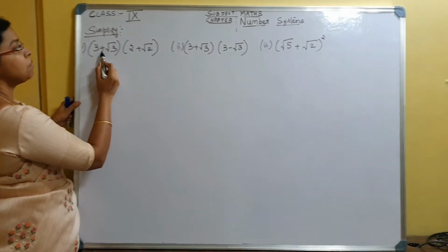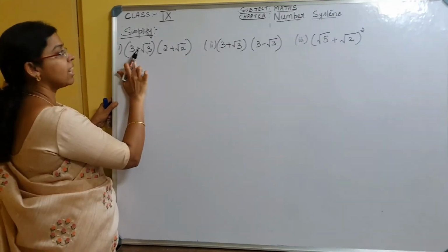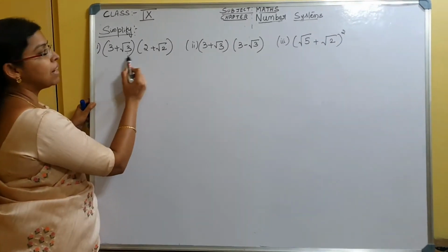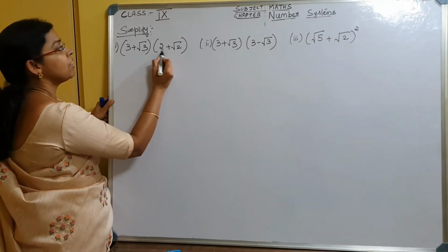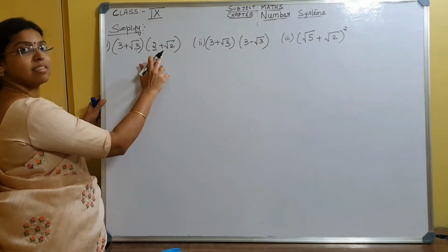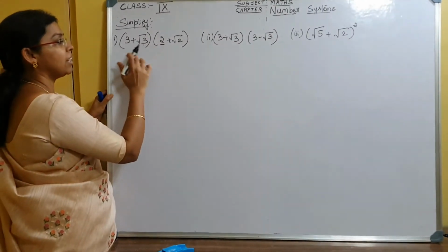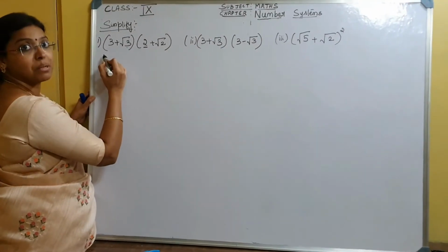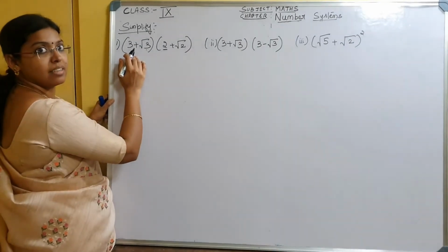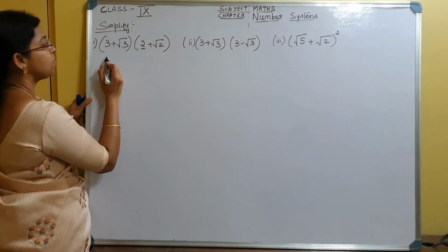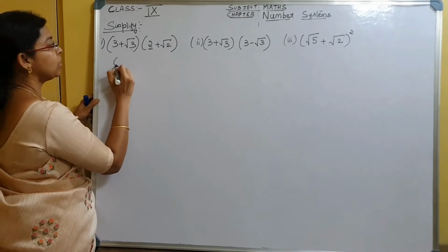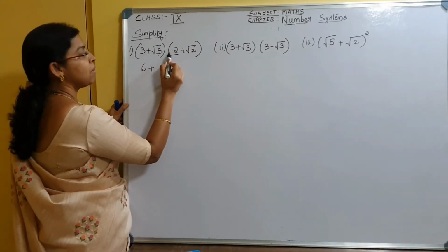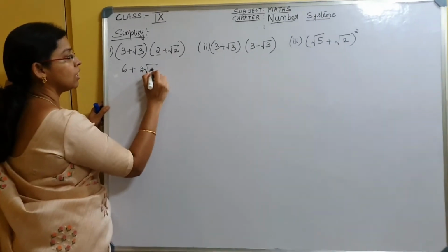First problem, 3 plus root 3. When we say 3 plus root 3, they are unlike terms. 2 plus root 2, they are unlike terms. When we multiply the unlike terms, what happens? This is the distributive property we have learned, right? A plus B into C plus D. We take each term and multiply with all the terms on the other side. We take 2, multiply with this part, that is 2 into 3, 6, plus 2 into root 3 will be 2 root 3.